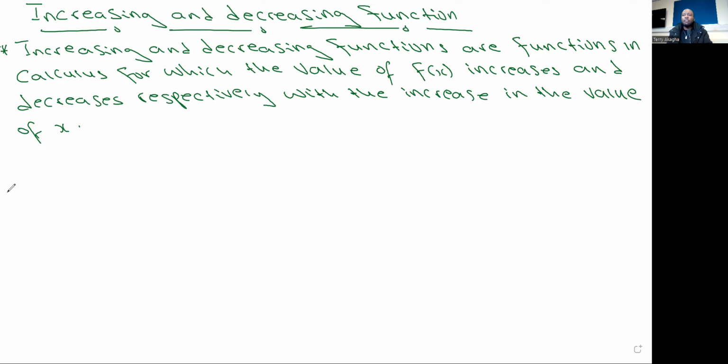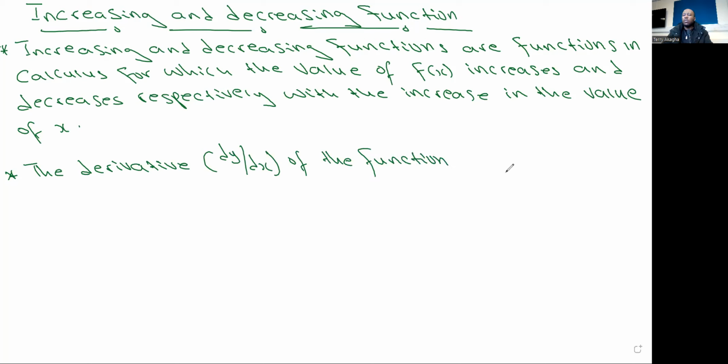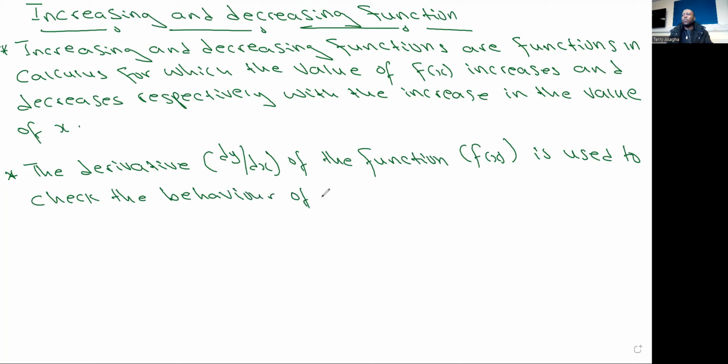So we use the derivative, dy over dx, of the function. Let's call the function f of x. It's used to check the behavior, to see if it's increasing or decreasing.